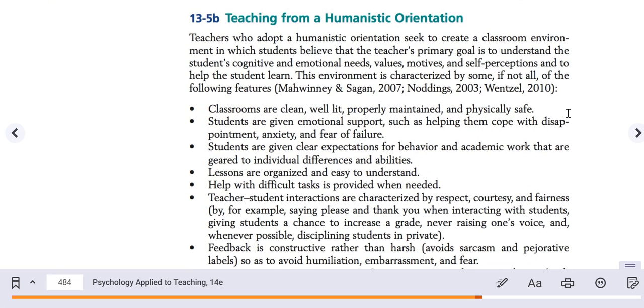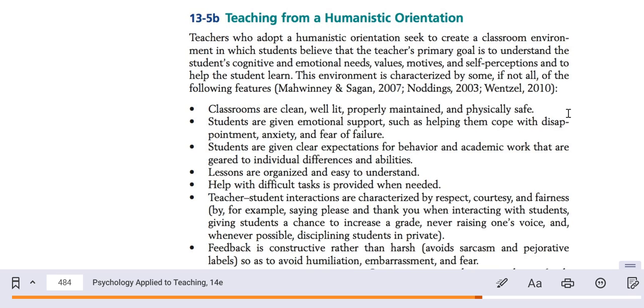Teachers who adopt a humanistic orientation seek to create a classroom environment in which students believe that the teacher's primary goal is to understand the student's cognitive and emotional needs, values, motives, and self-perceptions, and to help the student learn. This environment is characterized by some, if not all, of the following features.